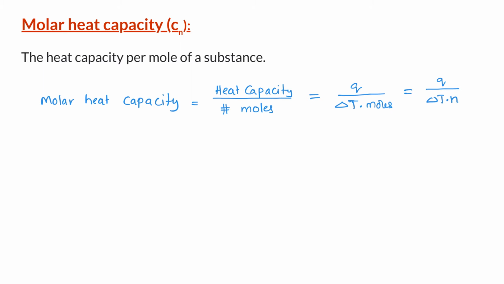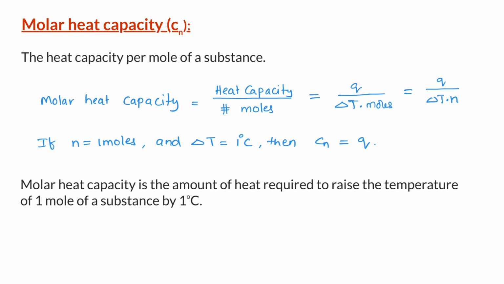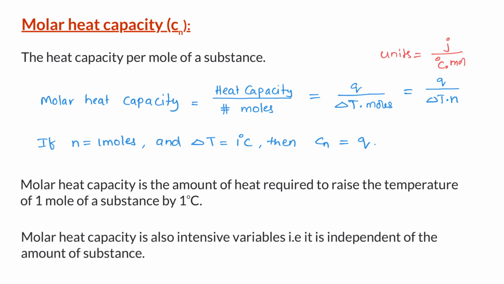If delta T is equal to 1 degree Celsius and n is equal to 1 mole, then molar heat capacity is equal to Q. The molar heat capacity is the amount of heat required to raise the temperature of 1 mole of a substance by 1 degree Celsius. The units of molar heat capacity are joules per mole per degree Celsius. Similar to specific heat, molar heat capacity is also an intensive variable. That is, it's independent of the amount of substance.